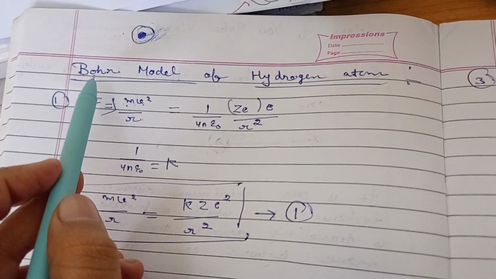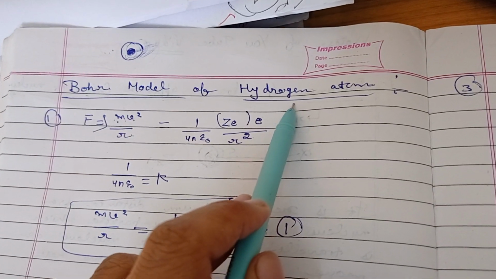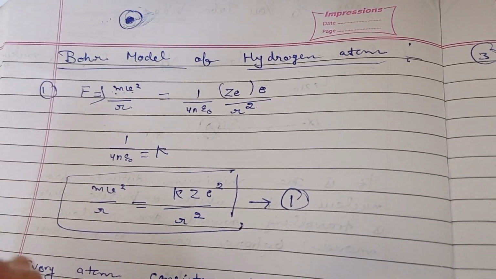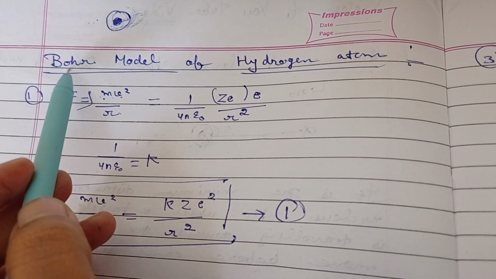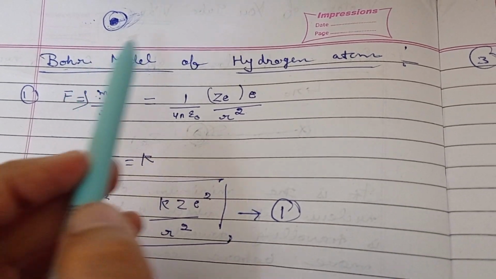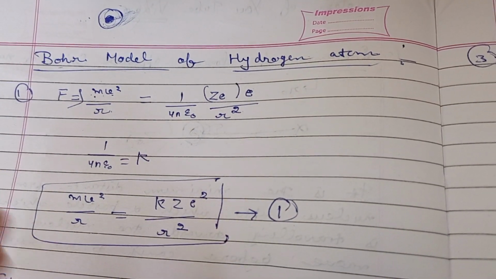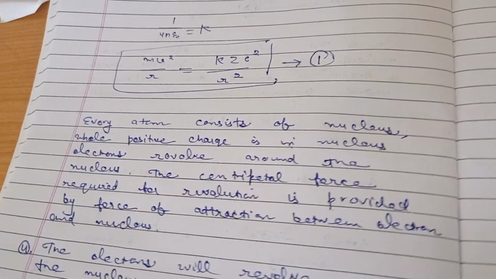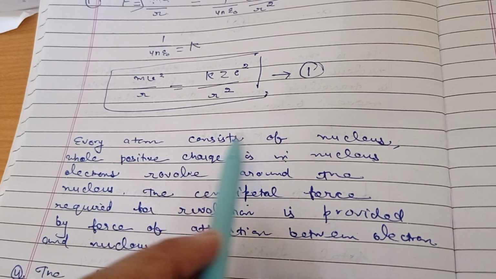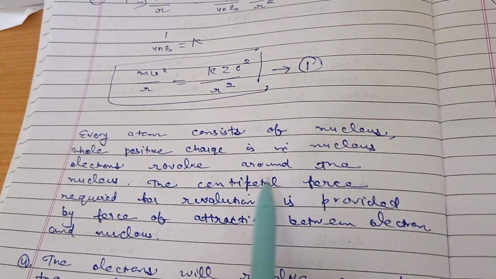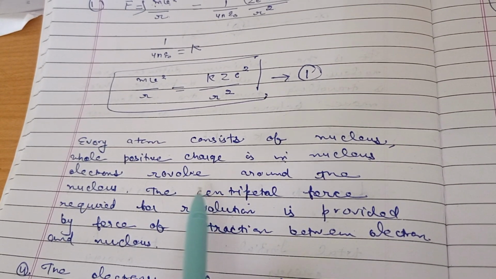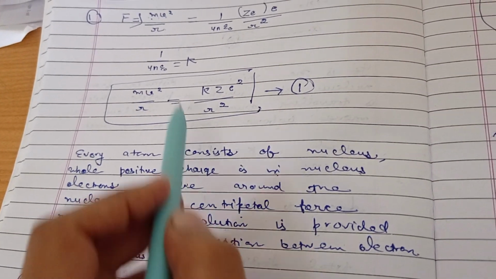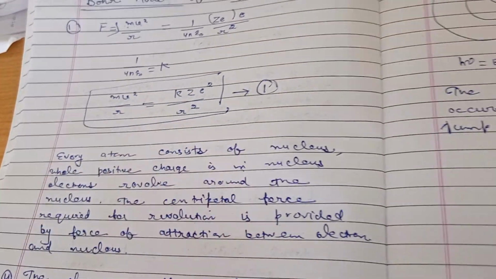I am re-explaining the Bohr model of the hydrogen atom. To overcome the limitations of the Rutherford atomic model, in a very clever way, Bohr presented the model of the hydrogen atom. There are basically three postulates. In the first postulate, he explained that the atom consists of a nucleus, and the centripetal force required for the revolution of the electron around the nucleus is provided by the force of attraction between the electron and the nucleus.